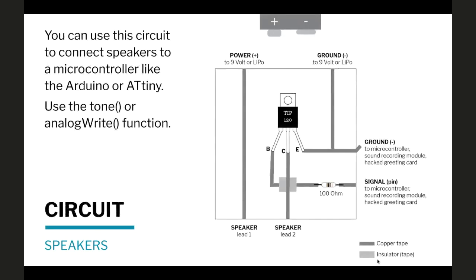There are a couple of different ways that you can generate sound. You can do it using the ATtiny or the Arduino, and you can use a transistor because you're going to need a secondary power source. You can use a transistor like the TIP120, or you can use the MOSFET that we discussed earlier to help amplify that sound.